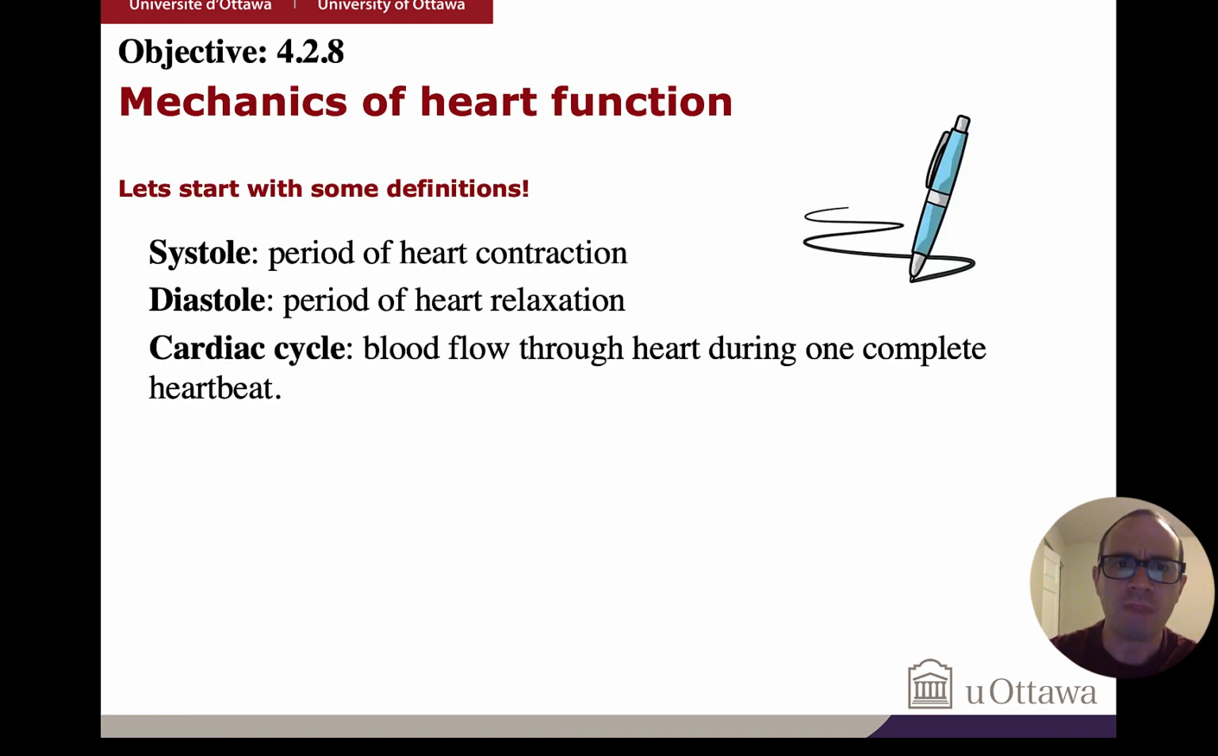Okay, now let's get into some of the mechanics of heart function. First of all, I want to make a few definitions. Systole is a period of heart contraction. Then there's diastole. This is a period of heart relaxation. Together, these two things make up what we call the cardiac cycle. The cardiac cycle is just the flow of the blood through one complete heartbeat, and this consists of systole and diastole in each case. Okay.